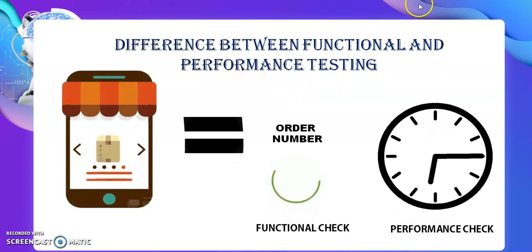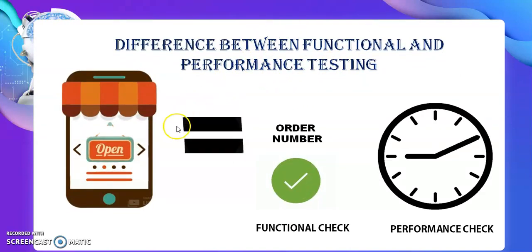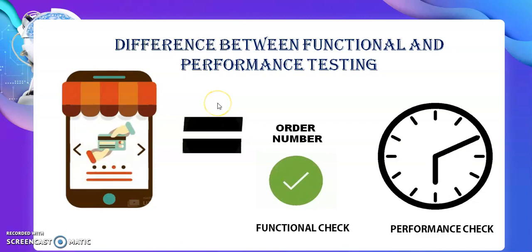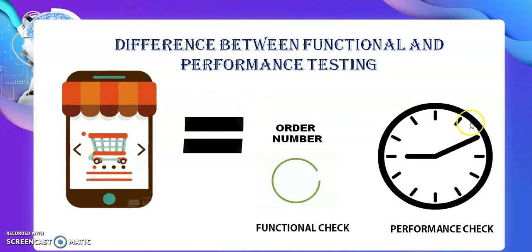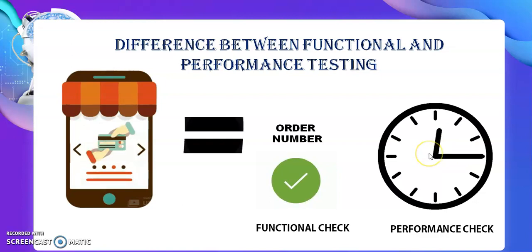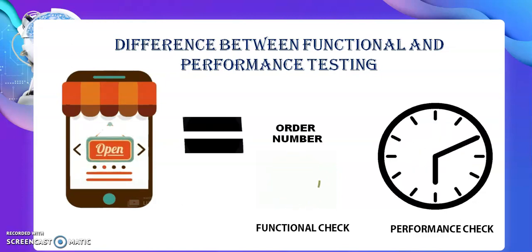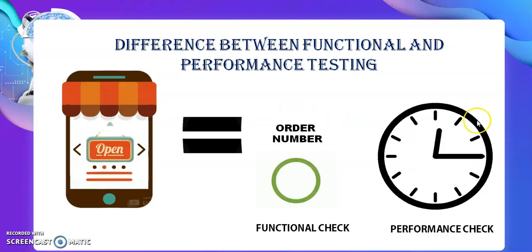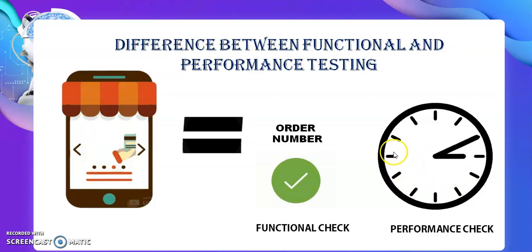The difference between functional and performance testing is explained in the diagram here. In functional testing, we are going to verify the correctness of the output, whereas in performance testing, we are going to verify whether the system performs consistently, reliably, and scalably, and other things are measured in performance testing.